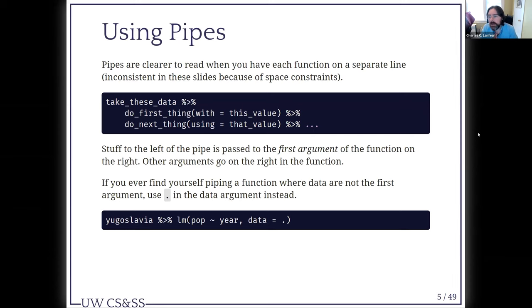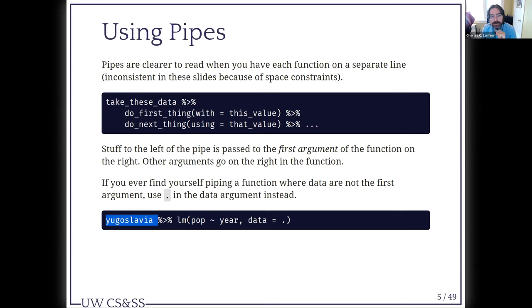So the thing is, like I just showed, the pipe passes things to the first argument of a function. If you want to pipe some data into a function and you don't want to send the data to the first argument, you can do this. I'm saying I want to take the Yugoslavia data, which I haven't created yet, but I will in a minute, take the Yugoslavia data and then run a linear model of population on year. The thing is, a linear model in R, its first argument is a formula, not the data.